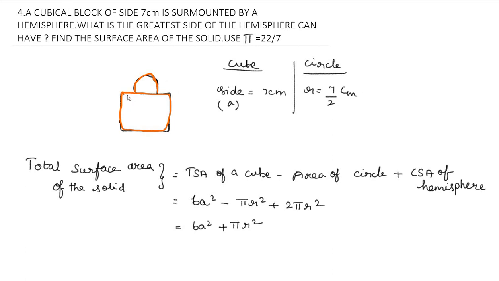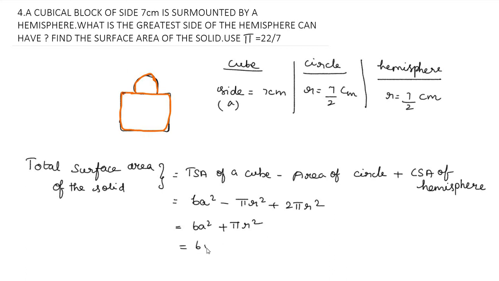Why 7 by 2? Actually, the diameter is 7, and the radius will be divided by 2, so 7 by 2. In the same way, the diameter is 7 for this hemisphere also, so when you find the radius, we get 7 by 2 centimeter. We are seeing the upper face.